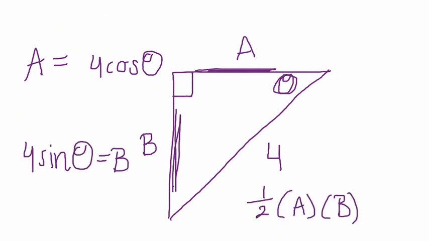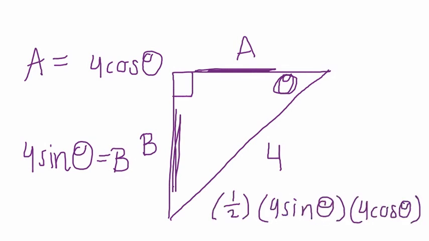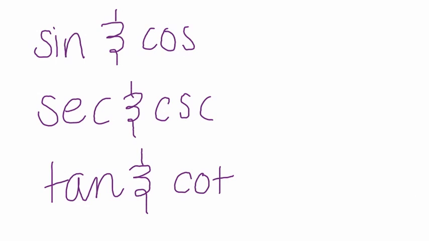Now you just use the formula for finding the area of a triangle, which is 1/2 base times height, or 1/2 a times b. You get 1/2 4 sine theta times 4 cosine theta, which is 8 sine theta cosine theta. For this next part, all you need to know is which cofunctions are pairs with each other. So it's sine and cosine, secant and cosecant, and tangent and cotangent. As long as they're complementary, their values are the same.